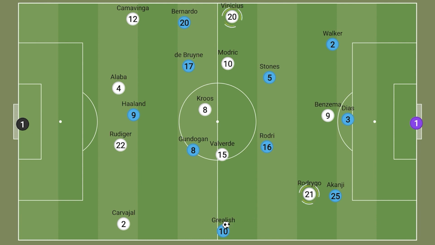And Real were hyper-aggressive with both of their fullbacks, who would look to drop with their man to prevent them turning and facing the goal, and were willing to commit fouls to slow down the play when it was necessary.